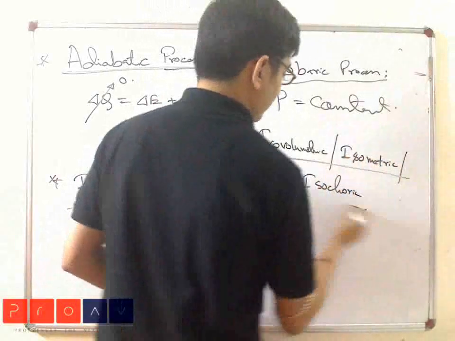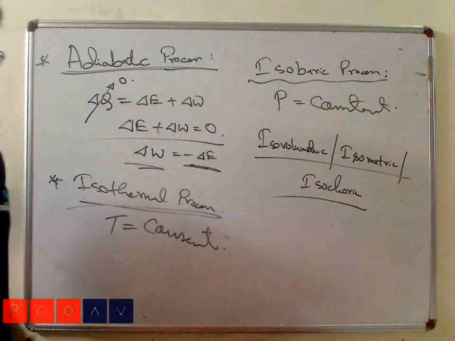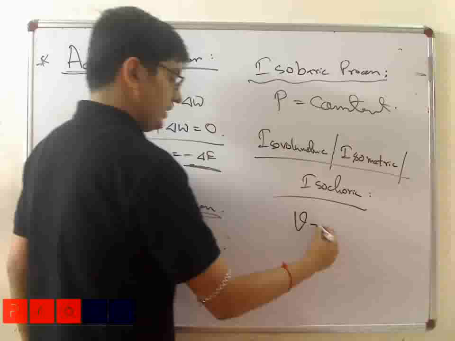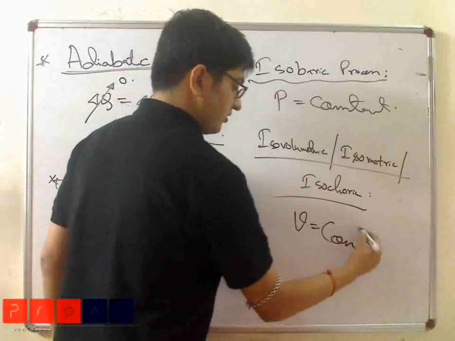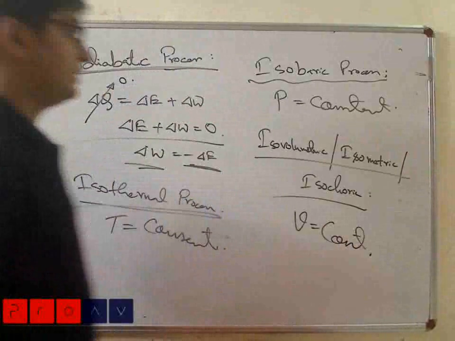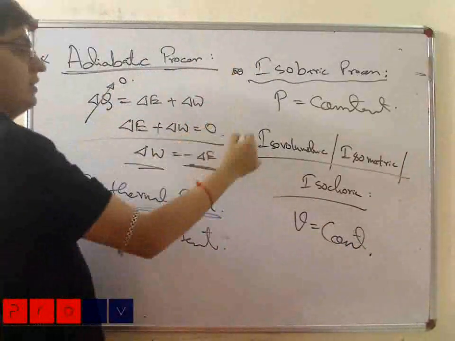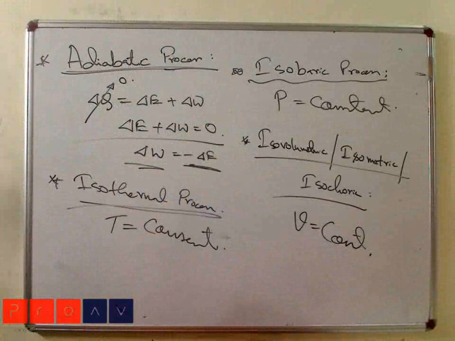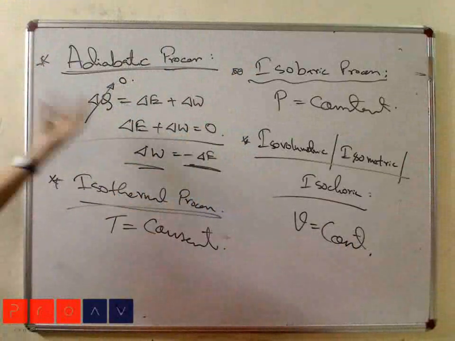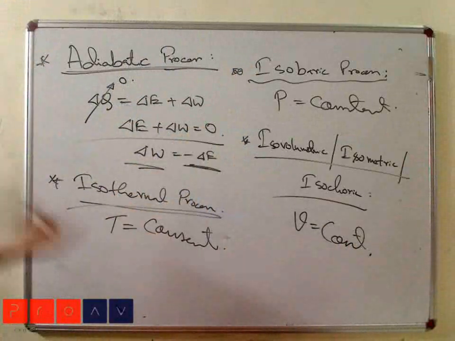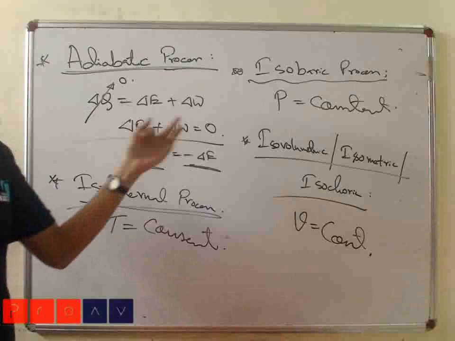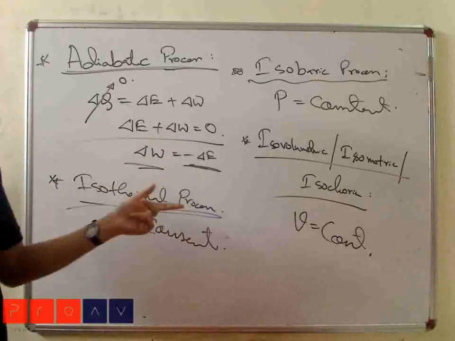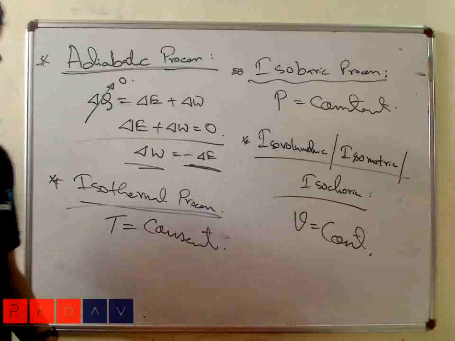Now isovolumetric, isometric or isochoric: when V is equal to constant, then it is known as isovolumetric or isometric or isochoric. So adiabatic process, no heat transfer. Isothermal process, temperature is constant. Isobaric process, pressure is constant. And isovolumetric or isometric or isochoric process, volume is constant.